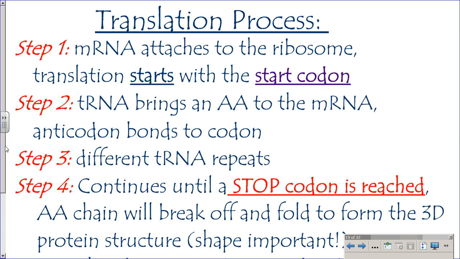Step 1. mRNA attaches to the ribosome. Translation starts with a start codon. Did you already know that? Yeah, pretty much from the picture. So step 1: mRNA at ribosome, start, AUG, start codon. Write down, of course, everything you want, but I'm giving you a simpler version.